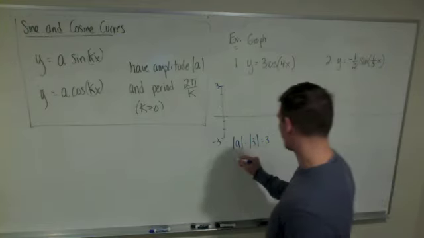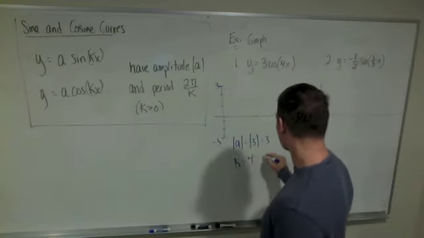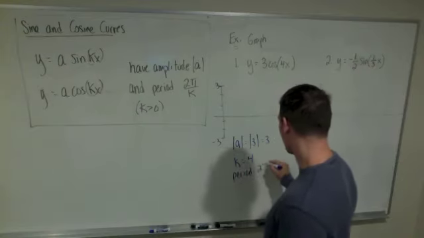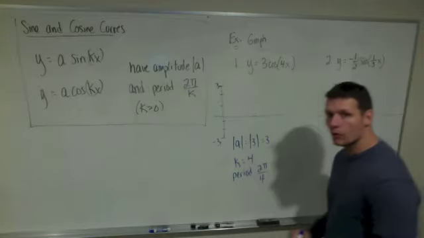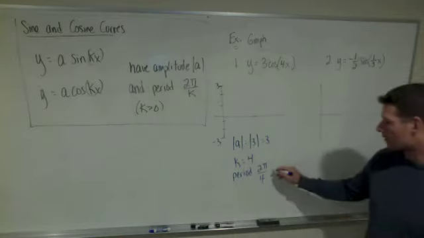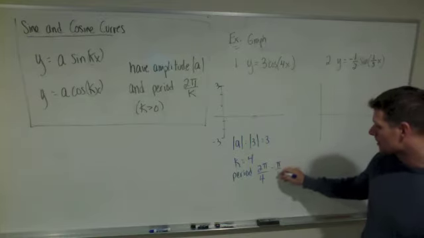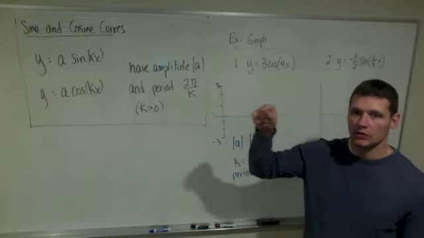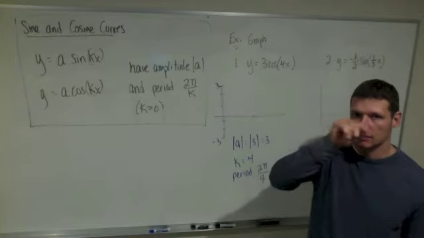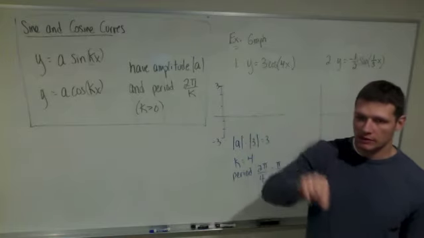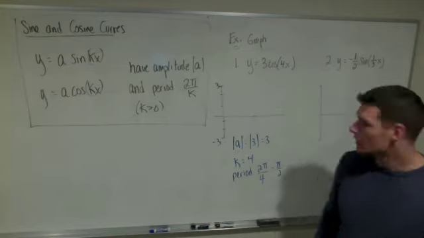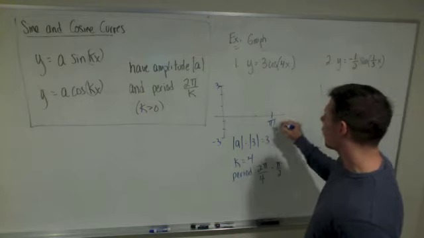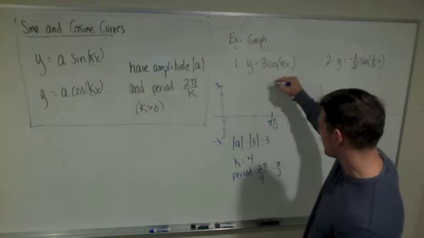Now, I also want to find out what K is. Well, K is equal to 4. So this function has period 2 pi over 4. So 2 pi over 4 reduces to pi over 2, which means the whole cosine function can be graphed in a period of pi over 2. The cosine function looks something like this. So the whole period is going to get done in pi over 2.